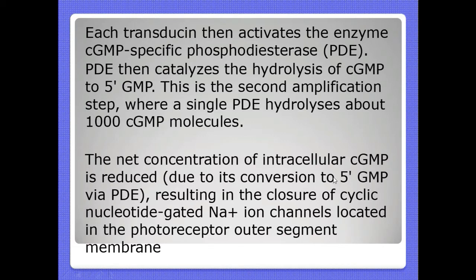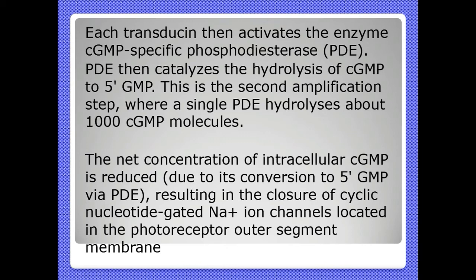So the net concentration of intracellular cGMP is reduced because it is converted into 5' GMP via the action of PDE, resulting in the closure of cyclic nucleotide-gated sodium ion channels located in the photoreceptor outer segment membrane of the rod and cone cells.